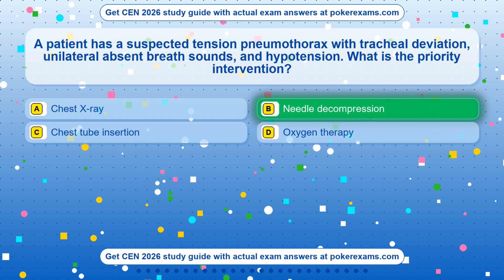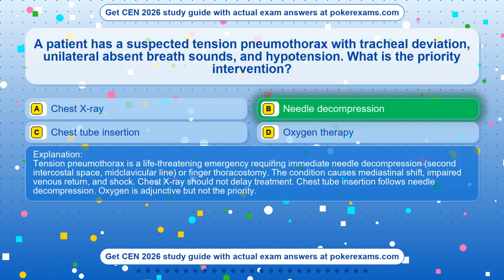Needle decompression. Tension pneumothorax is a life-threatening emergency requiring immediate needle decompression, second intercostal space, mid-clavicular line, or finger thoracostomy. The condition causes mediastinal shift, impaired venous return, and shock. Chest X-ray should not delay treatment. Chest tube insertion follows needle decompression. Oxygen is adjunctive but not the priority.